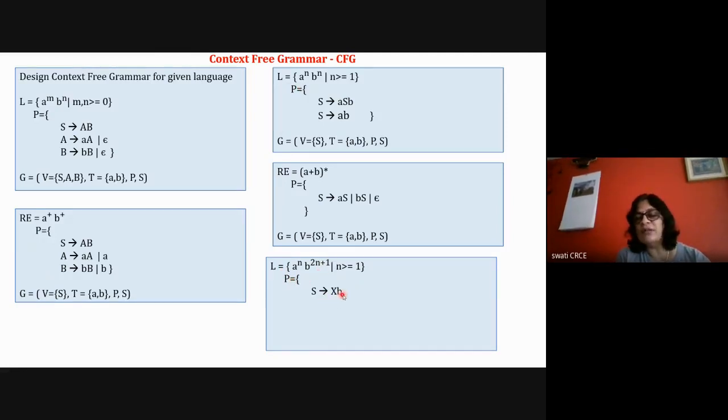extra b. So for that one extra b, I'm writing the rule as S is equal to xb, and one extra b is already generated. And then you write the rule for x. So x will be 1 a on the left hand side and 2 b's on the right hand side, and it is greater than or equal to 1. So at least it should occur once. So x will be at least abb. So either x is equal to abb. So for n is equal to 1, what will be the value here? For n is equal to 1, your string will be a and a double b.